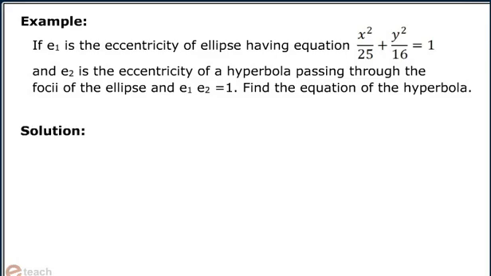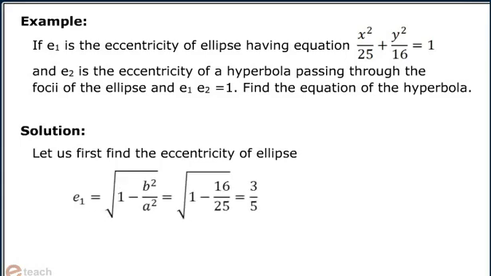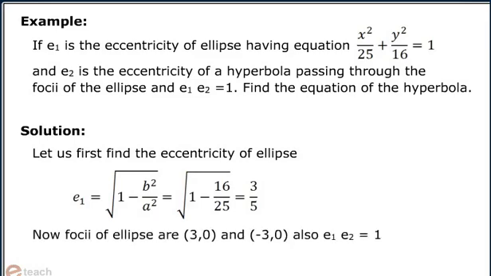Solution: let us first find the eccentricity of the ellipse. e1 equals the square root of 1 minus b squared by a squared, which is equal to the square root of 1 minus 16 by 25, that is e1 equals 3 by 5. Now the foci of the ellipse are (3, 0) and (minus 3, 0). Also e1 times e2 equals 1. Then we have e2 equals 5 by 3.